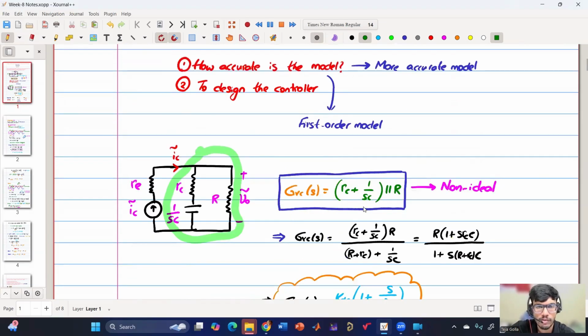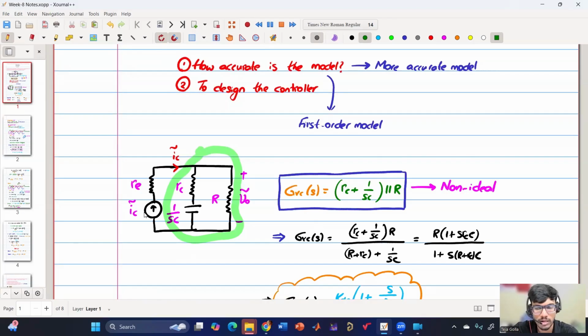The first order model comes from considering a few approximations. The first approximation is that the ripple of the inductor is neglected. And then the second approximation, what is the second approximation?